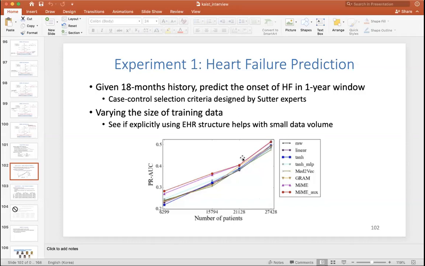Compared to using 20,000 or 27,000 patient records, when using 15,000 or 6,000, MIME shows a wider gap. This is the PRAUC score. So the gap is wider when using fewer samples. Because, as I said, MIME is basically a very specific regularization technique, or regularization strategy. So this is one way of viewing it and one way of empirically showing it.